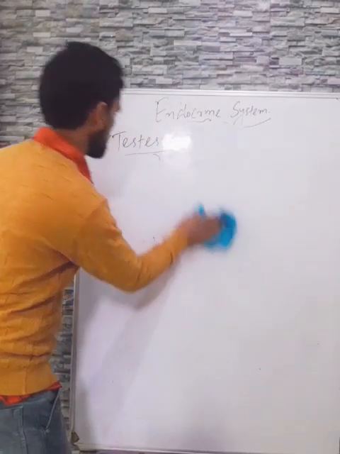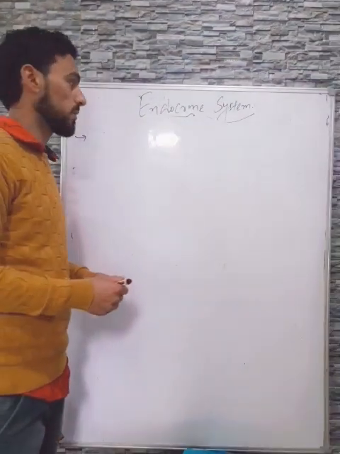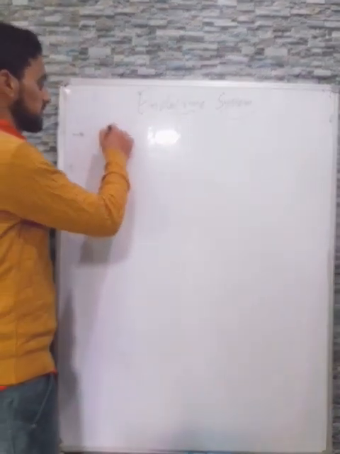After that, the next type of gland is the ovaries.